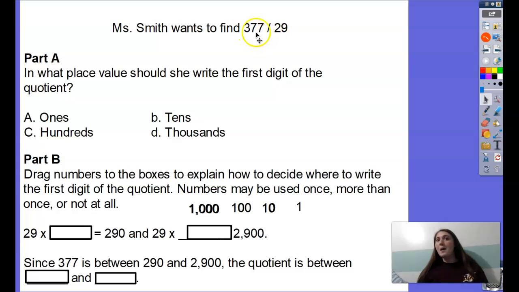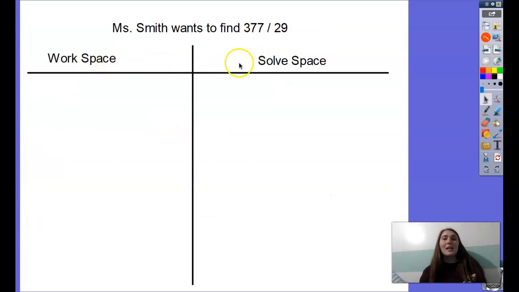Looking at this, my dividend is 377. It's the total amount that I want to break up with my divisor, which is 29. So I'm putting the 377 into 29 parts. But I need to look for what place value I should write the first digit of the quotient. So I'm going to set up my notebook for my workspace and my solve space. If you need to pause the video to do that, pause it now, and then we'll go ahead and solve together.